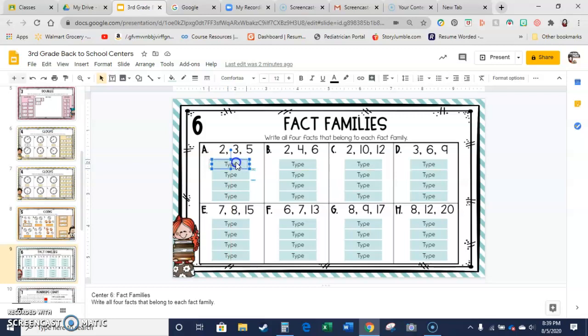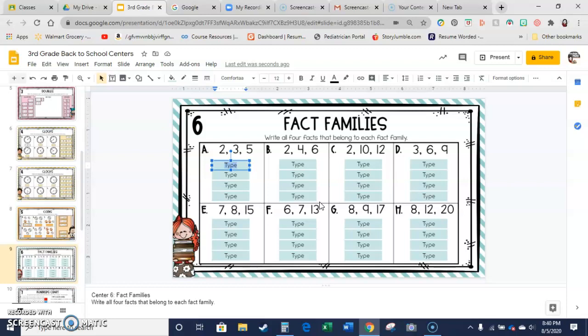Now be careful because as you can see, I can move the whole blank space. But you want to make sure that you have a cursor blinking. You can highlight the word type and it will delete the entire word while you type in your answer.